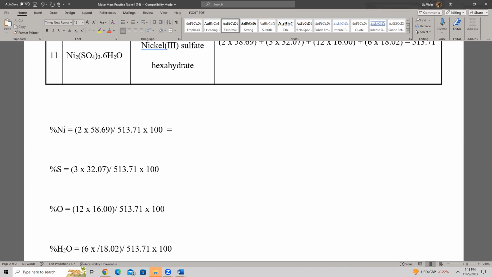So this is equal to 2 times 58.69 divided by 513.71 times 100. And you can put the times 100 all at once. And it gives me 22.85. And we want the amount of sick.